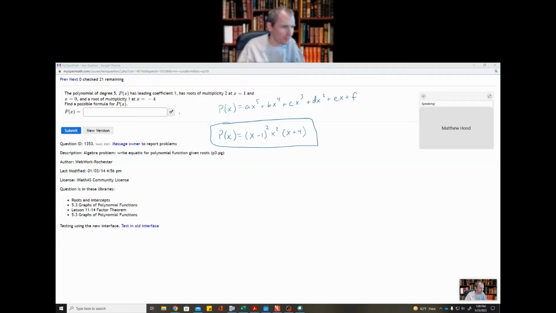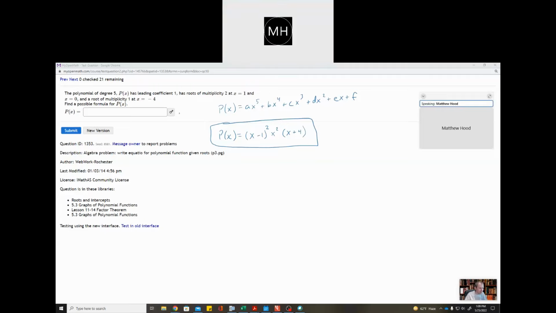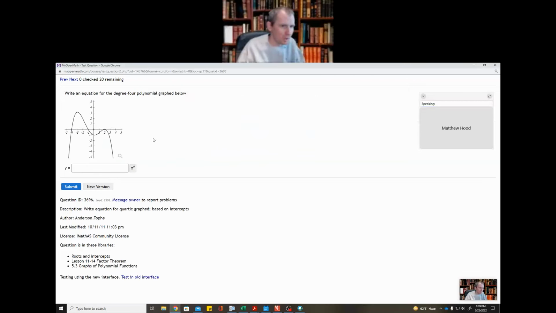Yes, thank you. All right, so let's go ahead and look at, this is section 1.2. This one is problem 10. Write an equation for the degree 4 polynomial graphed below. Okay, so it's telling us that it's degree 4. That's a useful piece of information that we don't necessarily know from the graph, right?